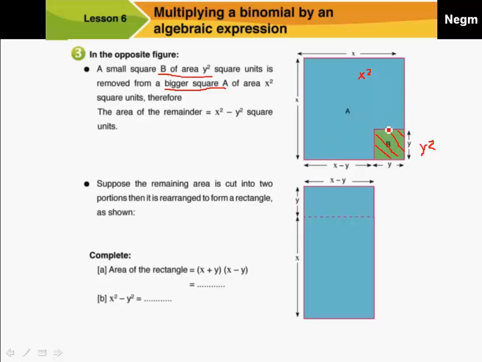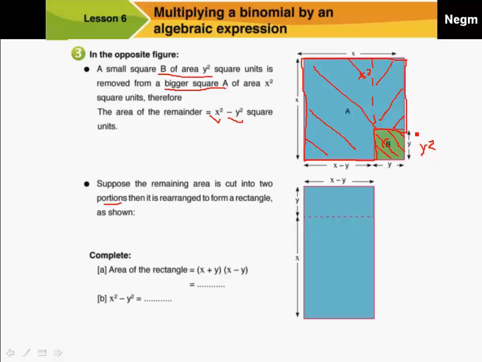The area of the remainder, if we remove the green from the total square, will be the blue one, this area. This area is equal to the total area, which is x squared, minus the small area, the green area, which is y squared. Suppose this remaining area is cut into two portions. We have one portion here, and this is the second portion. Then it is rearranged to form a rectangle as shown here.